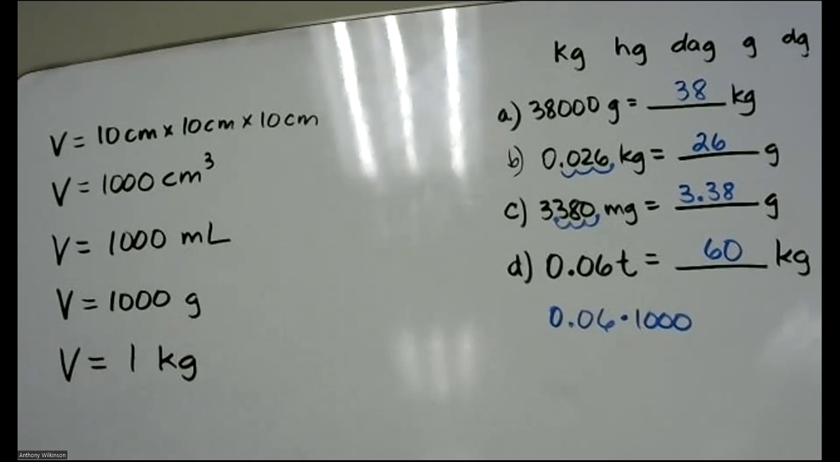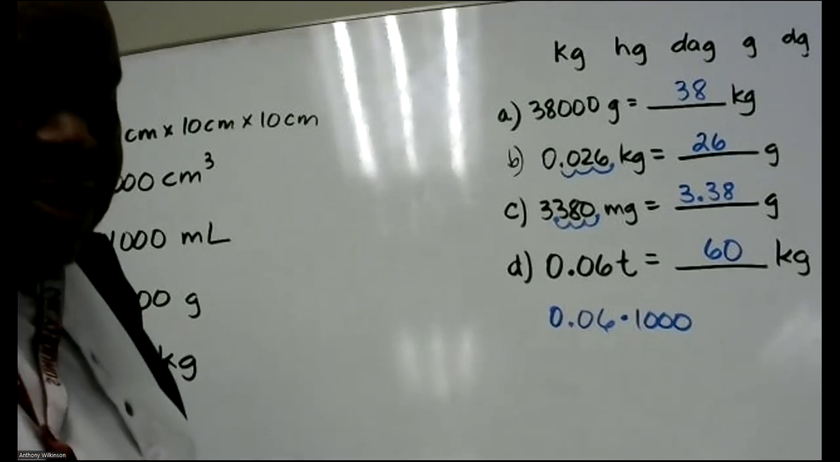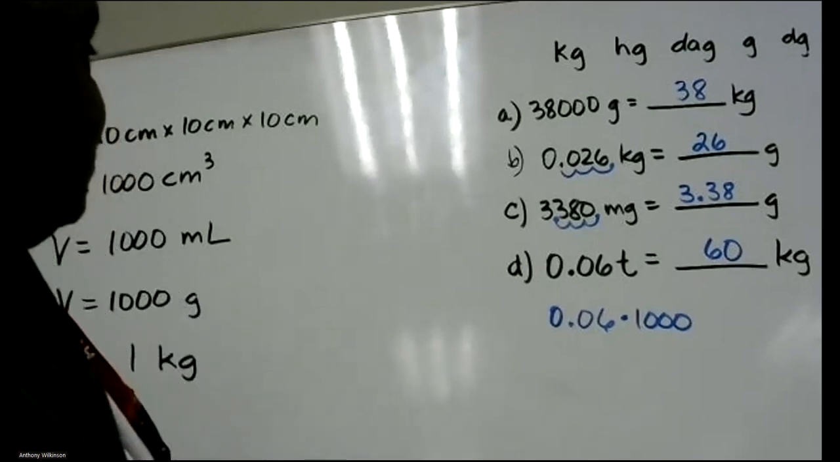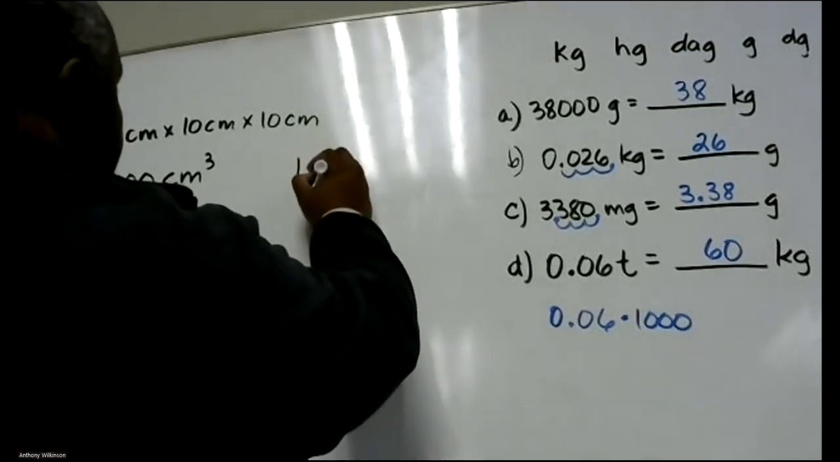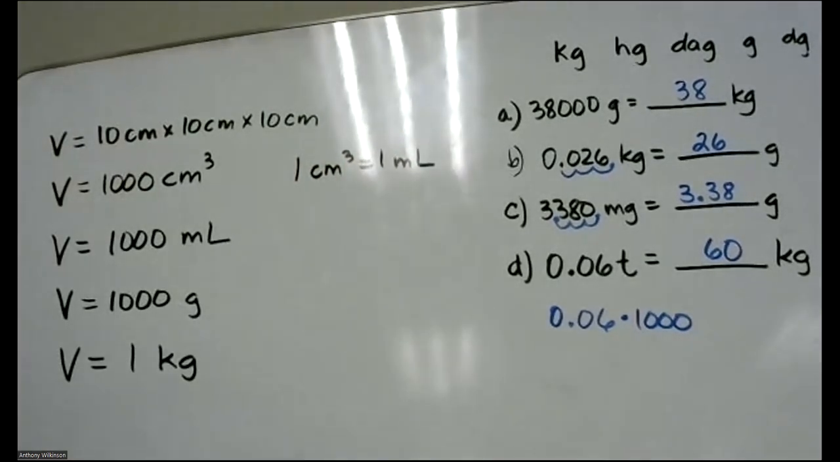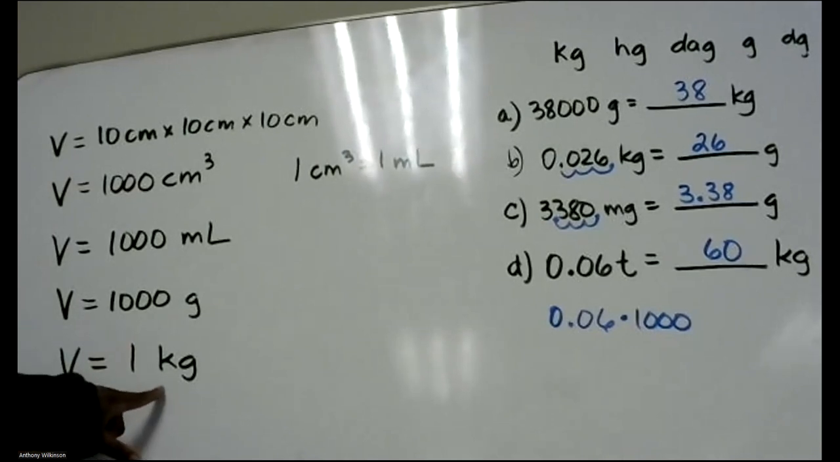Hope I didn't lose you on that one. Well, I did talk about the fact that 1 cubic centimeter is 1 milliliter. The reason why I went out to this is because in the homework, in MyMathLab, if there was a choice of answers, this was the only choice that you could use.